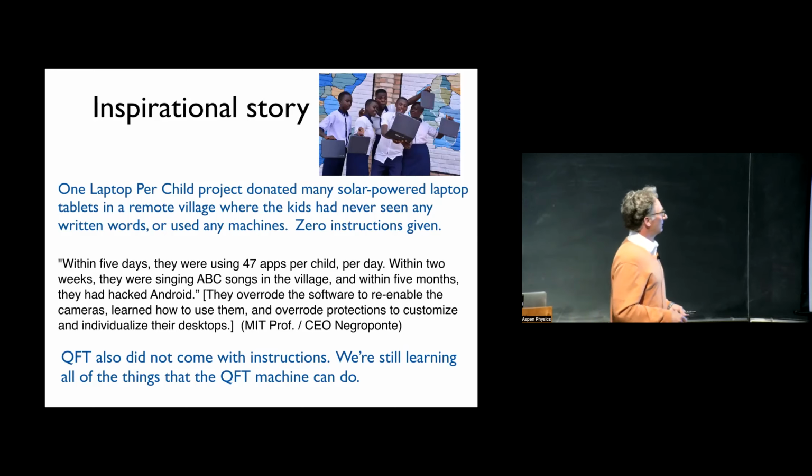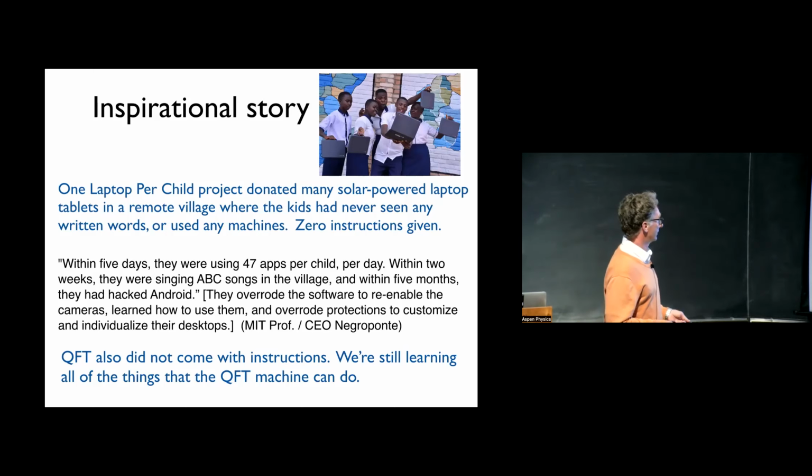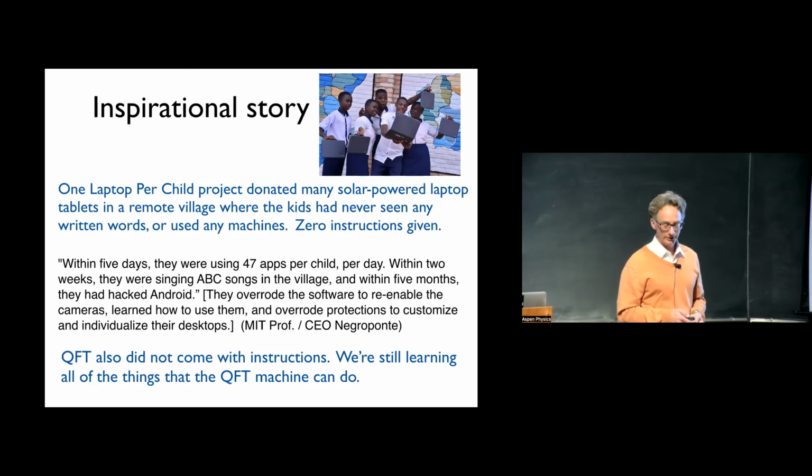So, just like kids learn language by trial and error, you can also learn to use computers by trial and error. And in a way, it's a little bit like this with quantum field theory. Quantum field theory also didn't come with instructions. We're still learning all of the things that the quantum theory machine can do.